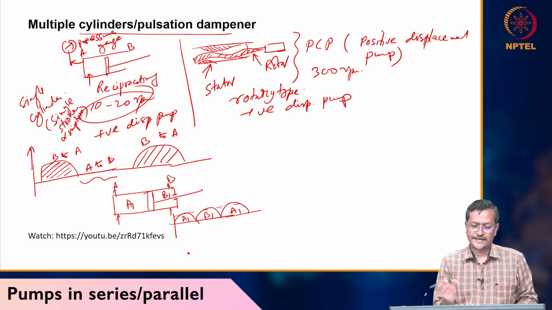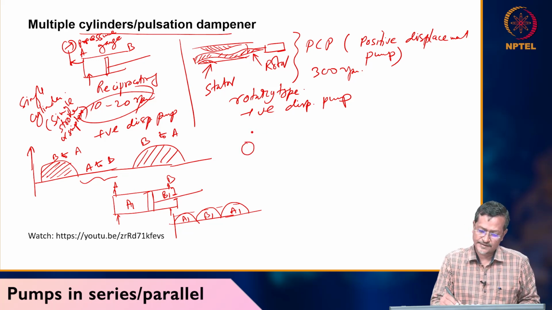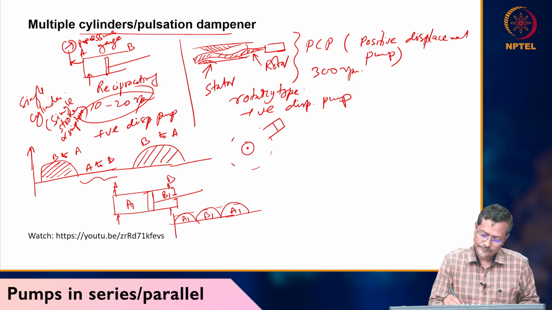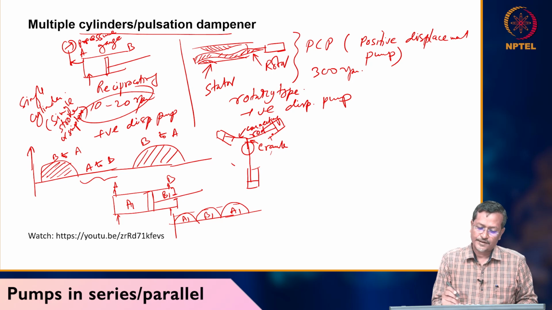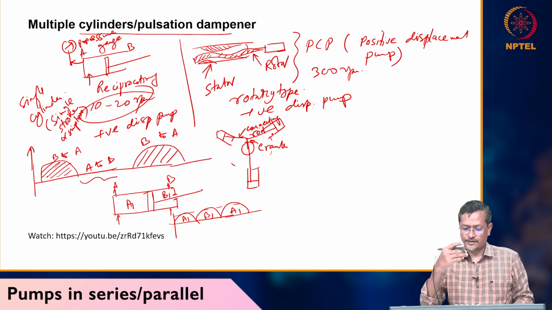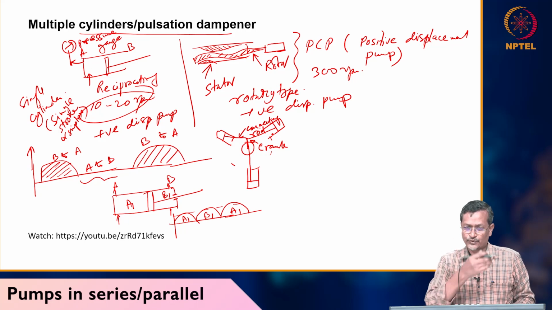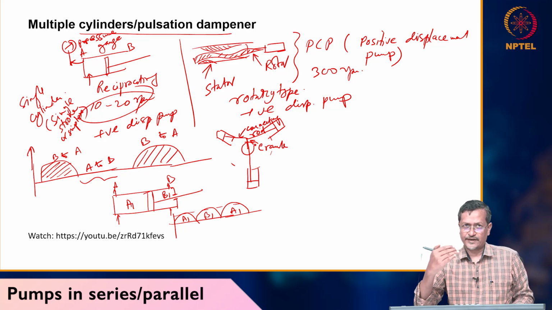Now if I have multiple cylinders, let's say I create one system like this. I have one cylinder here, I have another cylinder here and connected here, and I have another cylinder here connected here. So what is happening when this crank and connecting rod rotate? You can see the connecting rods are moving in different directions, right? So when the crank is rotating, one piston is delivering, another piston is sucking.